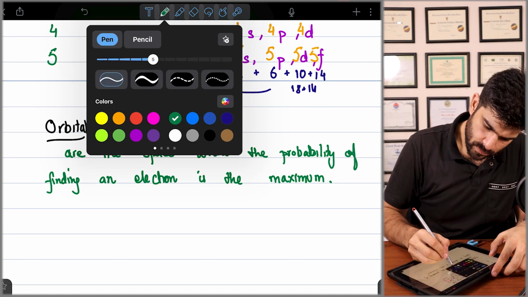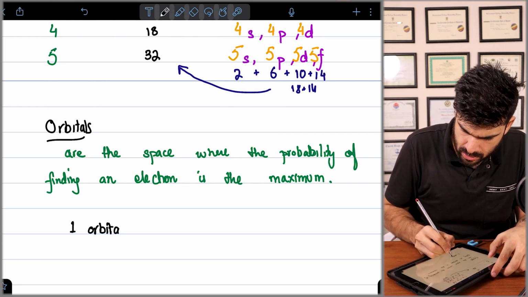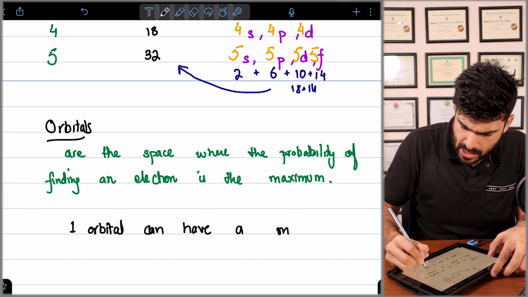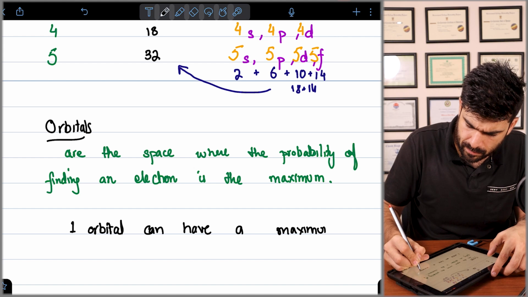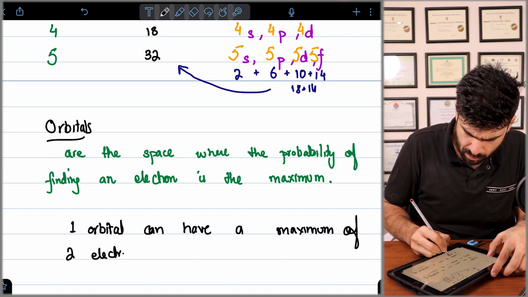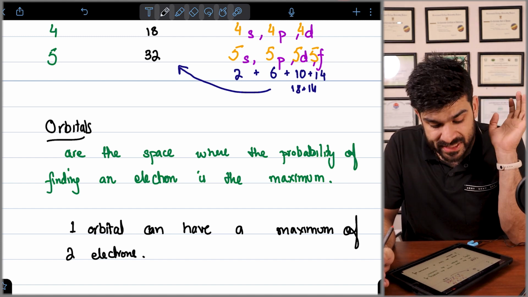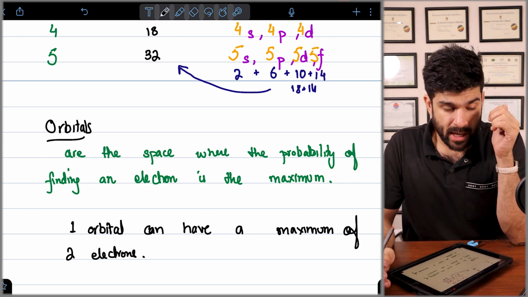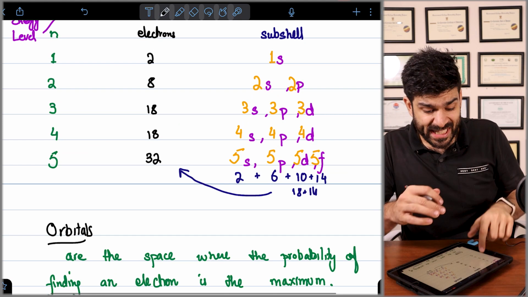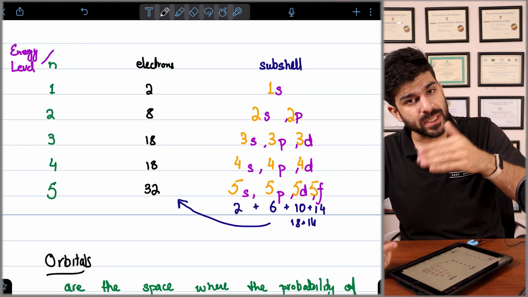Rule: one orbital can have a maximum of 2 electrons. One orbital can have a maximum of 2 electrons. So that is an important concept that we need to understand. It cannot have more than 2 electrons. So each subshell is further subdivided into orbitals.